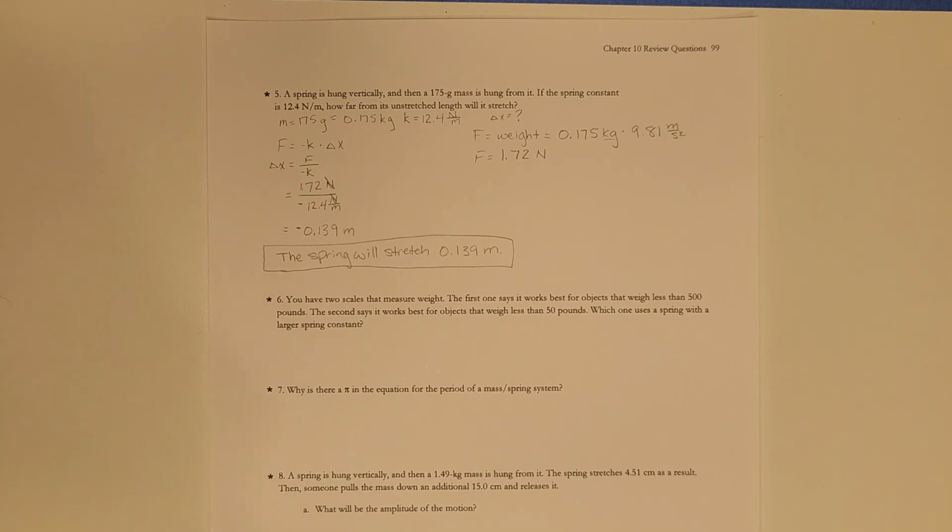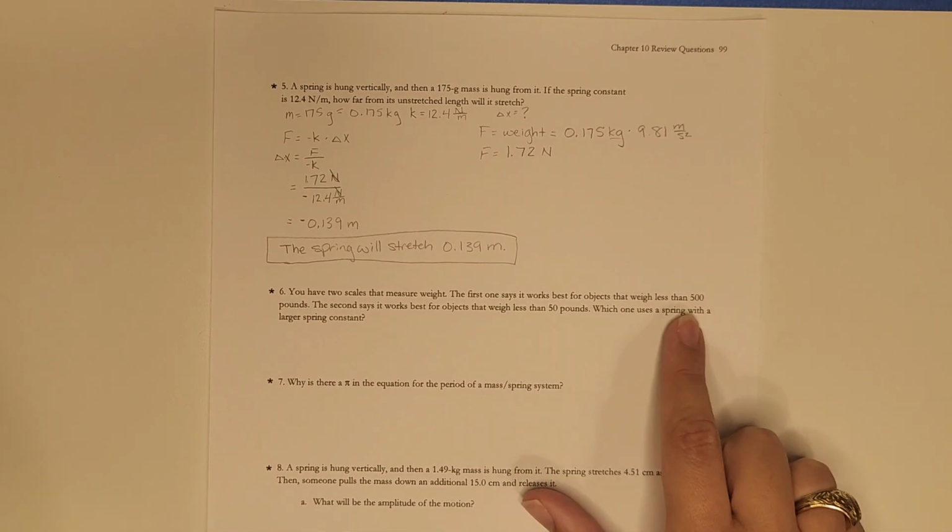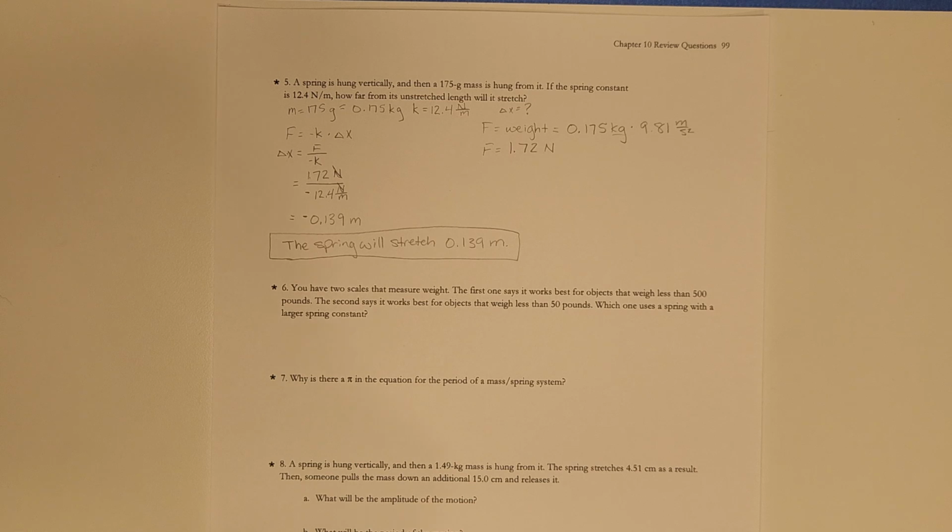So the answer for this is that it's clearly going to be the first one, that is for objects that weigh 500 pounds. And that's because the larger the force constant, the more force the spring can exert when stretched or compressed. If a scale uses a weak spring, so it's going to have a small force constant, it can only measure the weight of light objects. But if it uses a strong spring, then it can measure the weight of heavier objects.